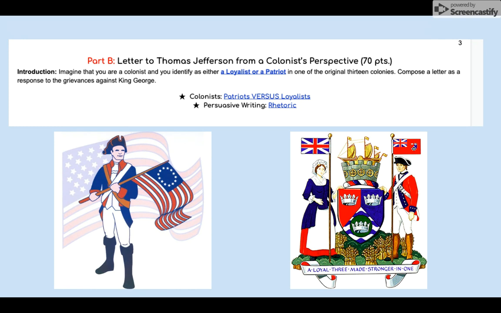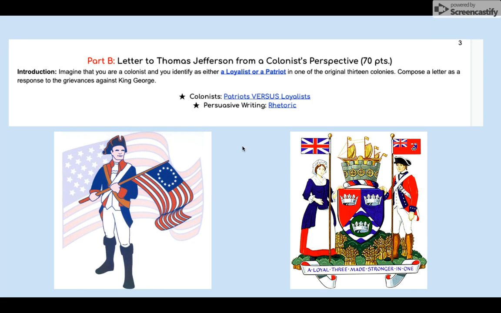So the vast majority of colonists would have been patriots. Only about 20% of the colonists would have been loyalists, and they have different reasons as to why they would have been loyal to the king. So those two links here, a loyalist or a patriot, and then this other link, patriots versus loyalists, give you more information so that you can determine which perspective you want to write on.